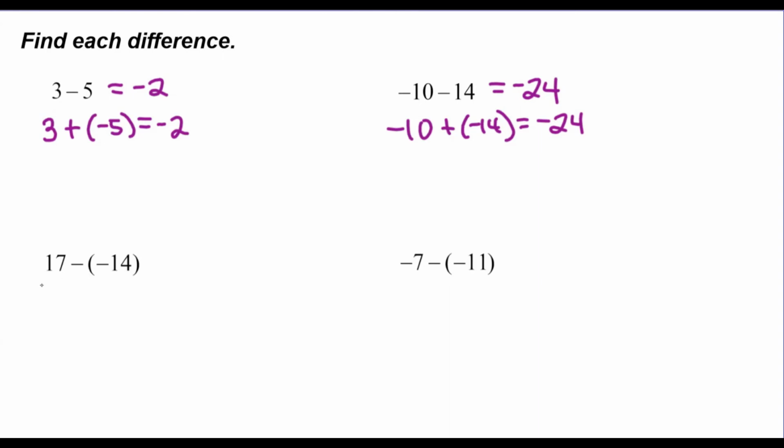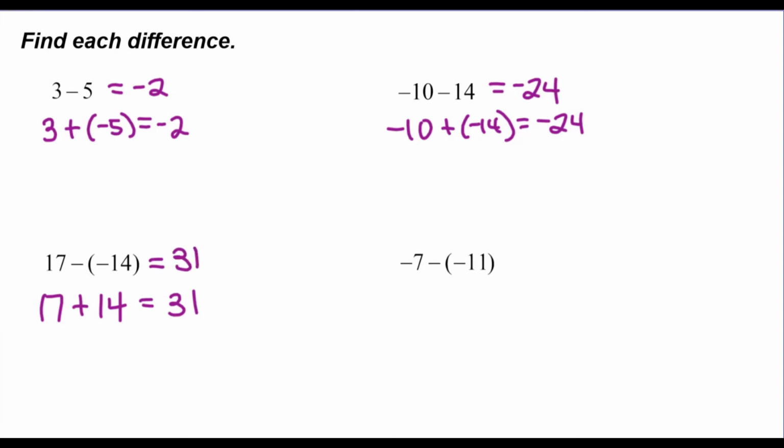Here, 17 minus negative 14. This is where changing to addition is really going to pay off when we're subtracting a negative number, because subtracting a negative often confuses middle schoolers. This is the same as 17 plus the opposite of negative 14, which is 14. 17 plus 14 is a much easier problem to do than 17 minus a negative 14. So we can do that quite easily. That's 31. So I know that 17 minus negative 14 has to be 31 as well.